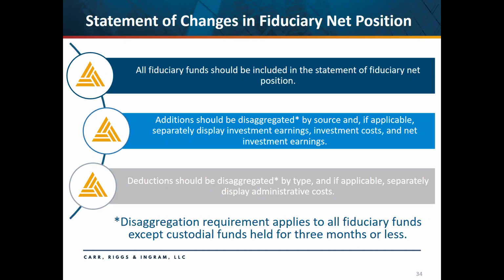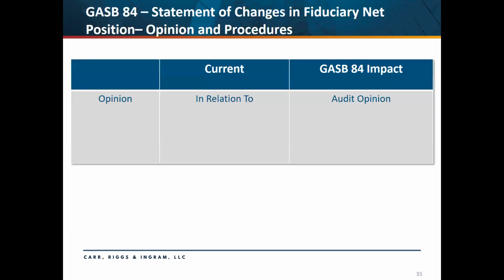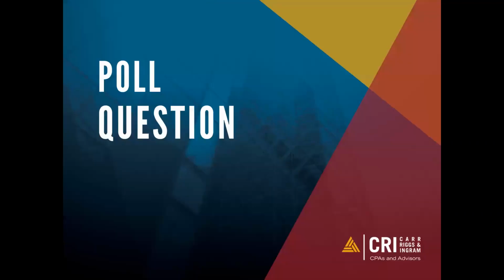And lastly, from the audit side, it's going to change some of the work that we do because of the opinion itself. Currently you have an "in relation to" opinion on that schedule of changes. Under GASB 84, it's actually going to be an overall audit opinion as part of the aggregate remaining funds. So it impacts the testing because we have to include that income statement as part of that opinion unit now. So it's going to change some of our scopes and some of the tests that we have to do. So I think with that, we'll move on to the last poll question for 84.